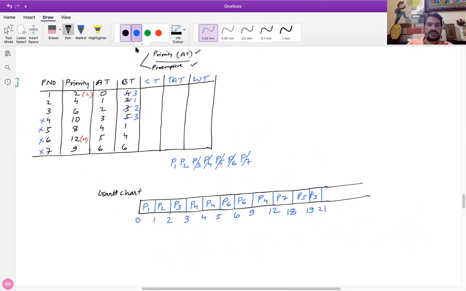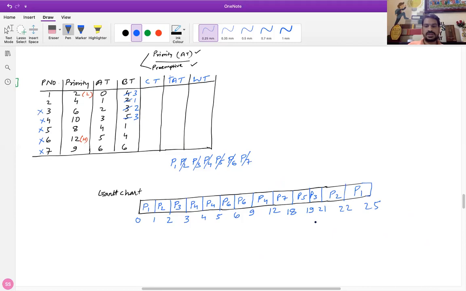P1 and P2 are left. Among P1 and P2, P2 has the higher priority and its burst time is 1. So P2 will execute here with burst time 1, that is 22. And at last, we have P1 left, which has the least priority, and the burst time left is 3. So at 25, it will finish its execution.